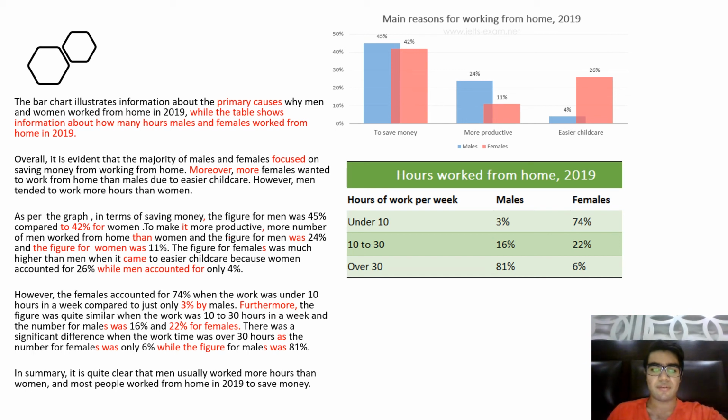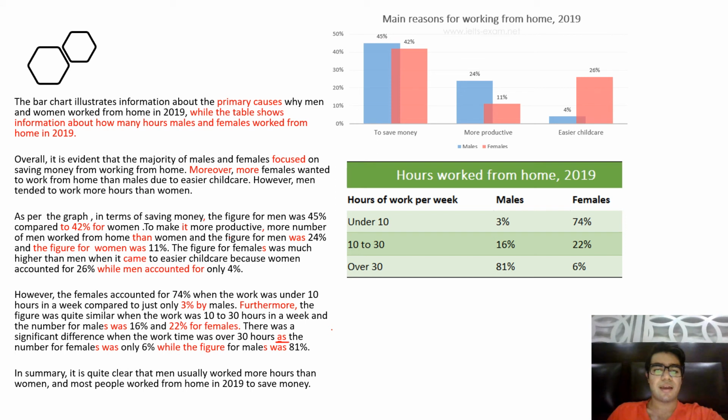There was a significant difference when the work time was over 30 hours, as, because, or since, the number of females, the figure for females, just write... as the figure, I forgot to write that. As the number for females was over 30 hours, okay, you don't need to write figure, I'm sorry, I know what's wrong. As the number for females was only 6%, while the figure for males was 81%. So that's all right, okay.